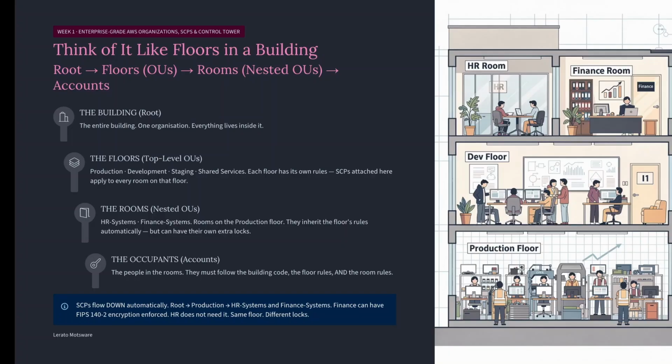HR does not. By nesting them inside production, they inherit the production SCPs automatically. But we can add more rules specifically to finance without touching HR. Route to production to HR systems and finance systems. SCPs attached to production flow down automatically to both.